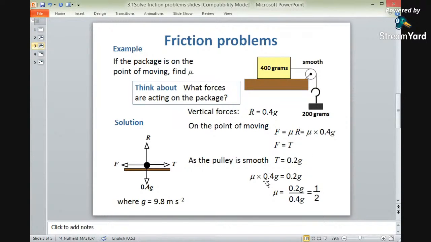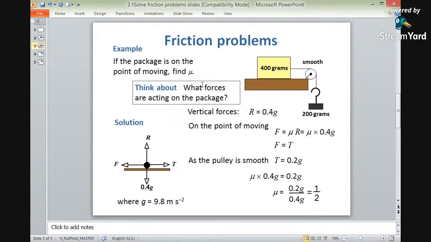So mu multiplied by 0.4 g is equal to 0.2 g. After cross multiplication, mu comes to be 0.2 g divided by 0.4 g. After division, it comes to be 1 by 2. That is, mu is equal to 0.5. Here we have taken the acceleration due to gravity as 9.81, but there is no use of this g, as it has been cancelled. So mu comes to be 1 by 2, that is 0.5.